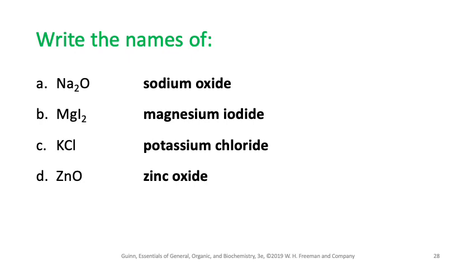So let's do another problem. Write the name of the following compound. Na2O. How would you know? This is an ionic compound. I know Na is a group 1 element, so sodium oxide. Mg is magnesium, I is iodine, so iodide: magnesium iodide. KCl is potassium chloride, and ZnO is zinc oxide, right? So this is how you name it: name of the metal plus name of the non-metal plus -ide: oxide, iodide, chloride.